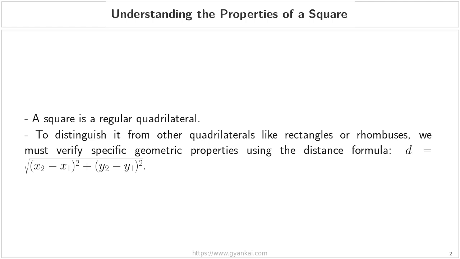As you remember from our previous lessons, the distance formula is the square root of the quantity x2 minus x1 squared plus the quantity y2 minus y1 squared. We will be using this formula repeatedly to measure our sides and diagonals to ensure our figure meets every single requirement of a square.